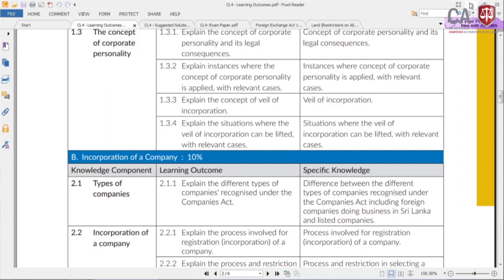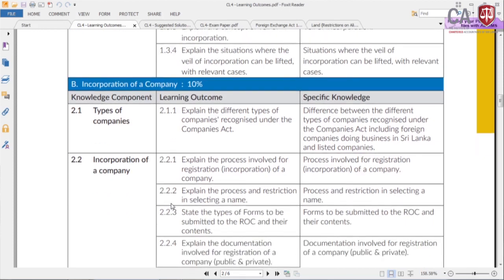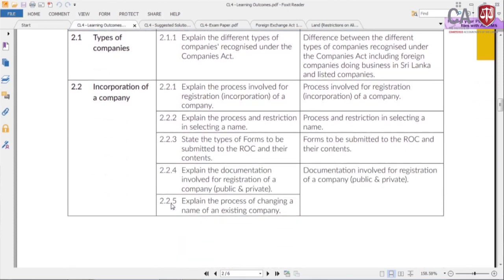Then on the incorporation of a company, the types of companies that we have discussed, you have learned how to explain the different types of companies recognized under the Companies Act, and to have specific knowledge on the difference between them, including foreign companies doing business in Sri Lanka and listed companies. Then on the incorporation of a company, explain the process involved for registration of a company.